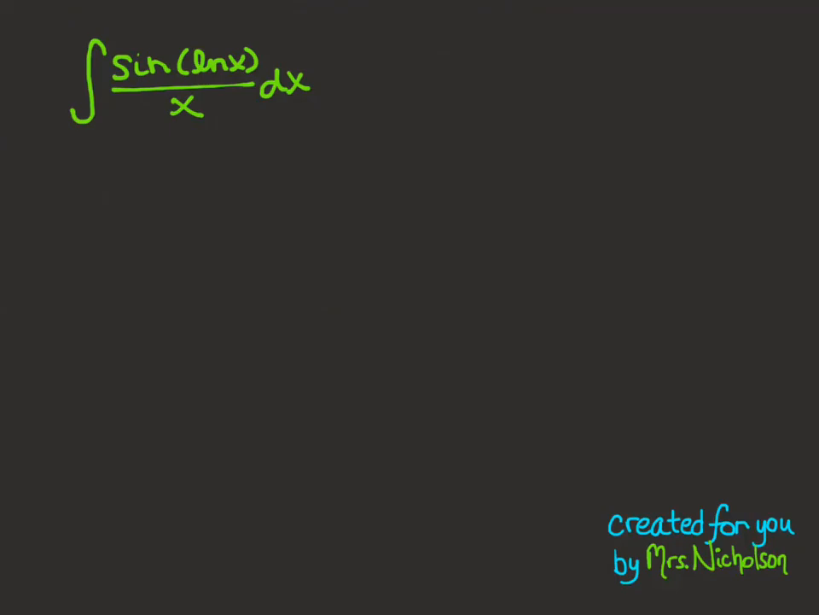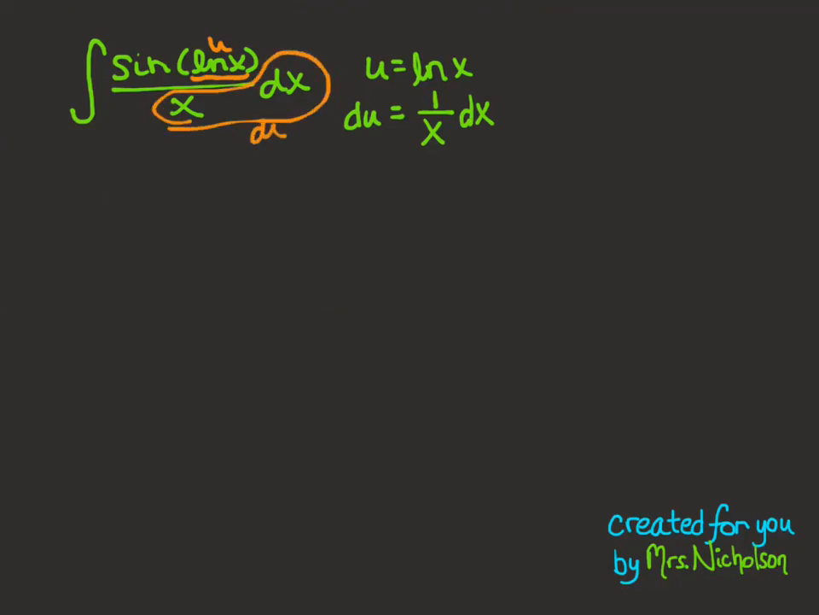And remember that your U is often going to be an inside function. In this case, natural log x is on the inside of the sine function. So let's see what happens if we choose that to be our U. U is equal to the natural log of x. The derivative of that, the derivative of natural log of x, is of course 1 over x dx. Now maybe this integral makes a little more sense. The natural log x, that's our U. And then notice we have the 1 over x dx as our du.